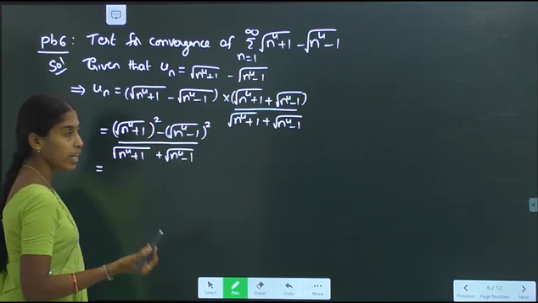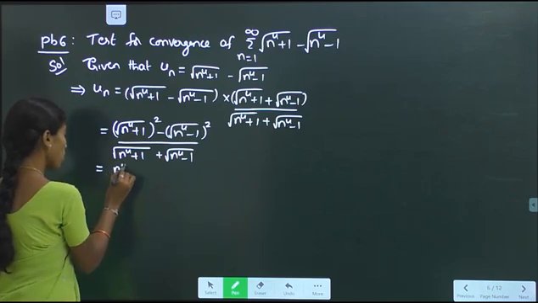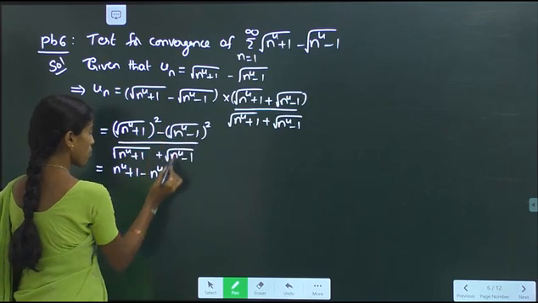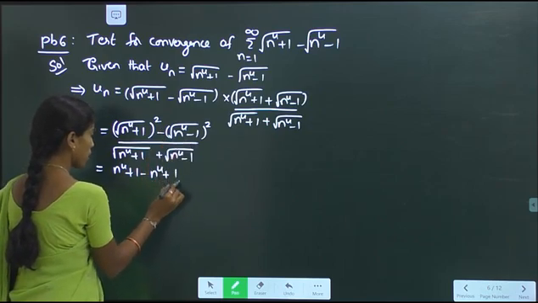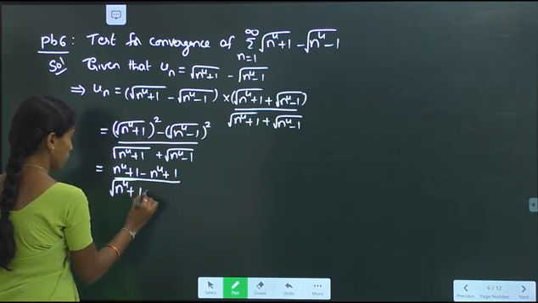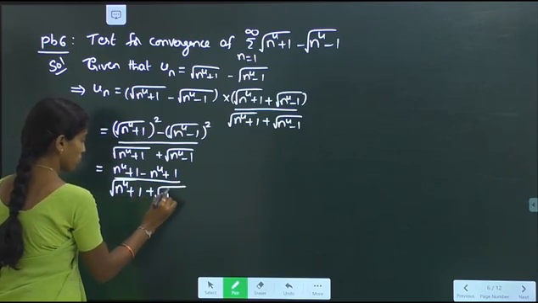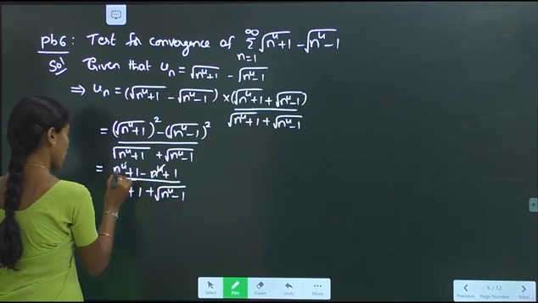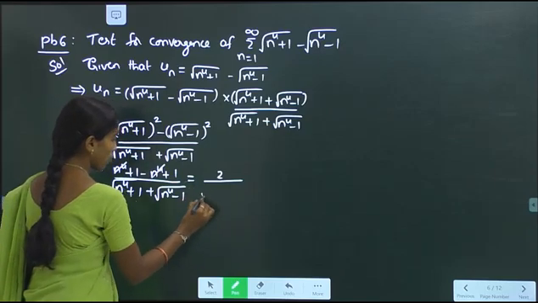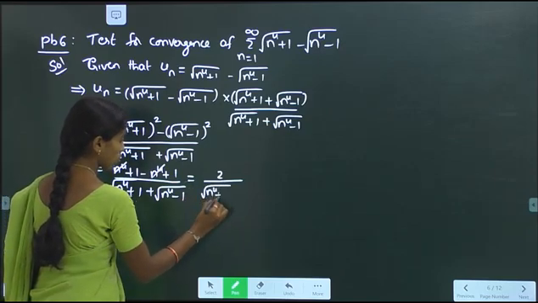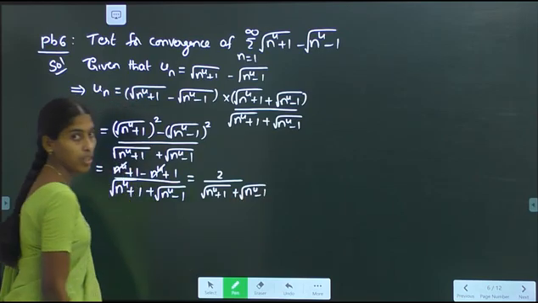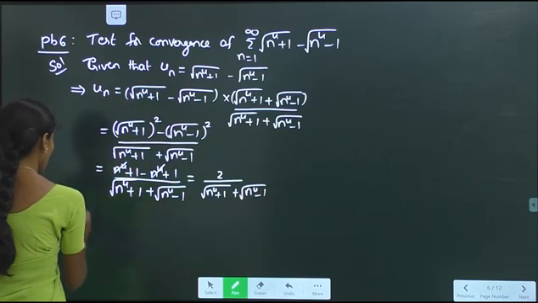Square root and square get cancelled. N power 4 plus 1 minus n power 4, minus of minus becomes plus. It gets cancelled. 1 plus 1 is 2, by root n power 4 plus 1 plus root n power 4 minus 1. Now take Vn.